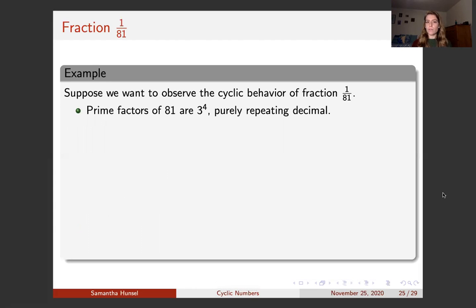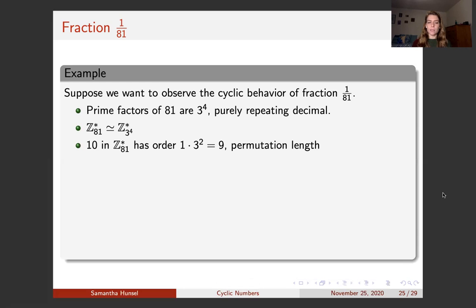So we have the factors of 81 is 3 to the 4th. It's a purely repeating decimal. There are no factors of 2 or 5, and it is a power of a prime, you may notice. And so by our isomorphic property, we know that Z star 81 is isomorphic to Z star 3 to the 4th. And so we can use our theorem and find that 10 in Z star 81 has order 9, which is the permutation length of our decimal expansion.